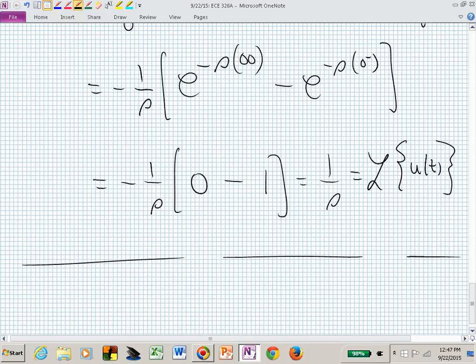How many zeros do we have? Is the numerator even a function of s? No. So we have no finite zeros. Do we have any values of s that cause the denominator to vanish or to go to 0? Yes, this one's too easy. When s is equal to 0, the denominator vanishes, so we have a pole at the origin. We have a pole at 0.